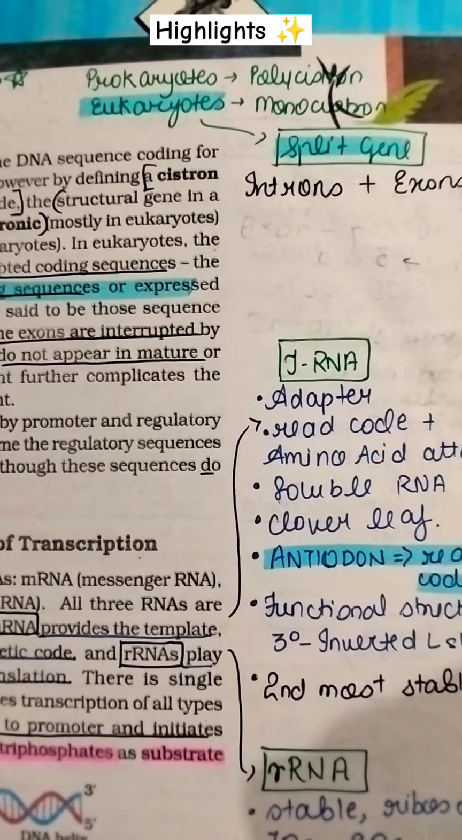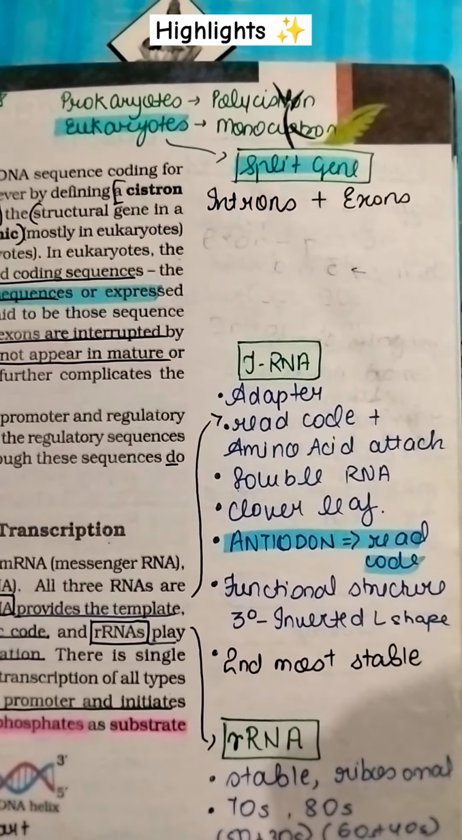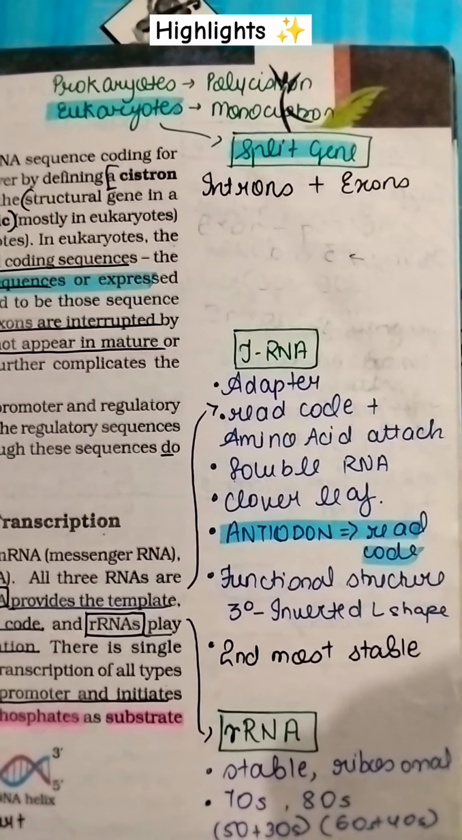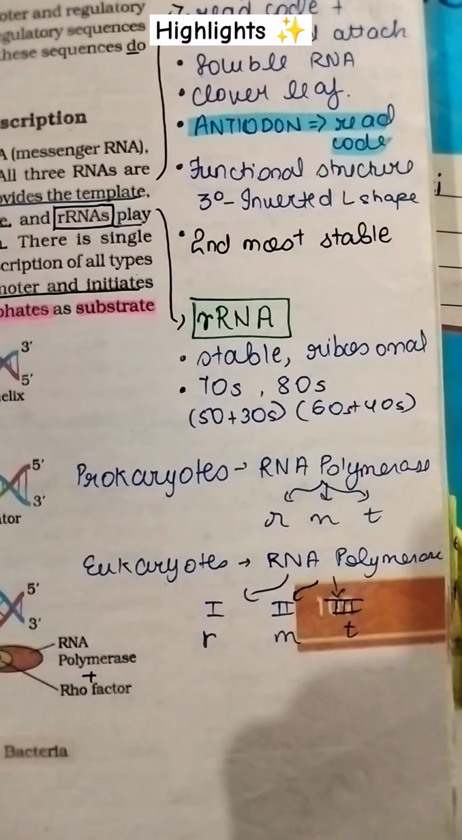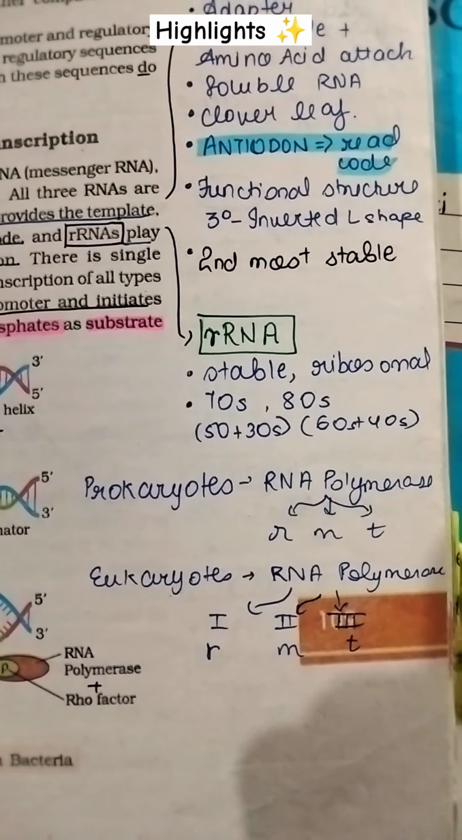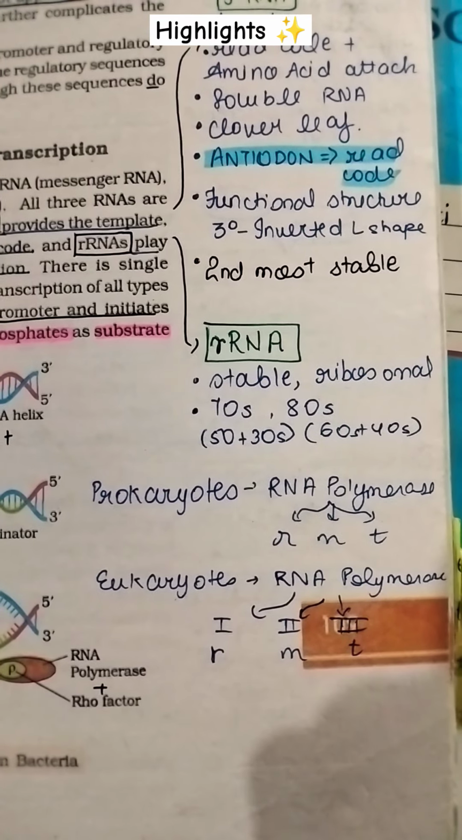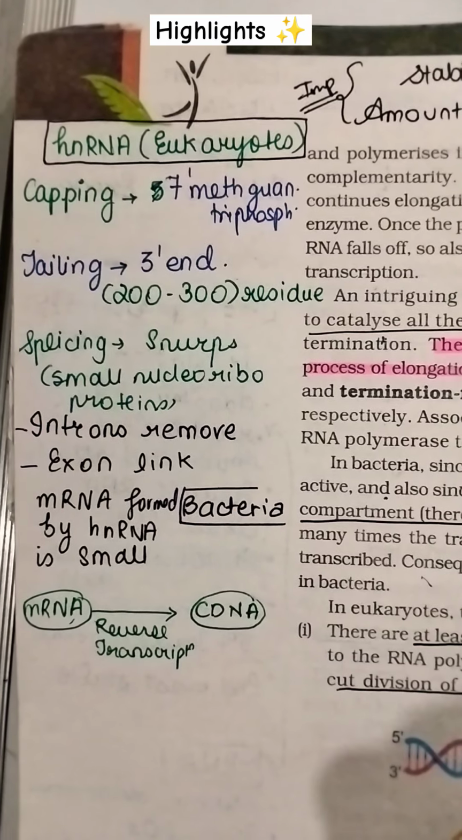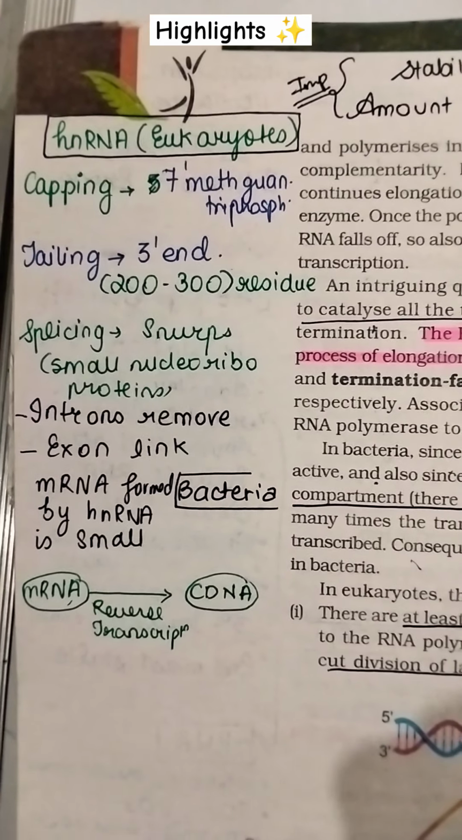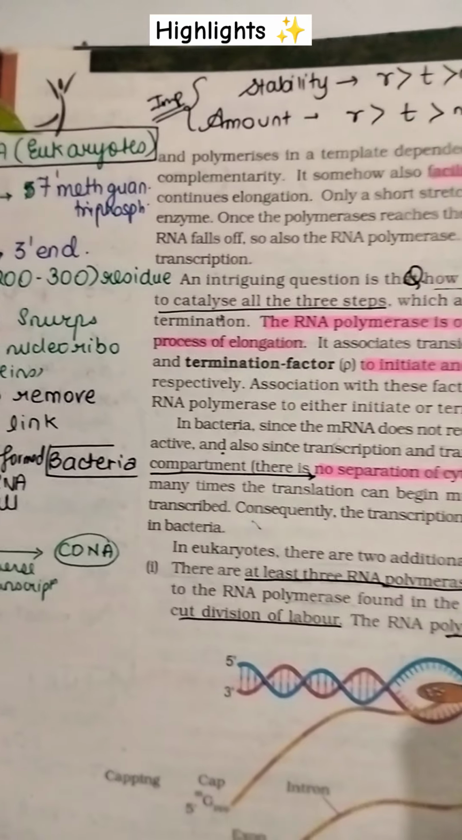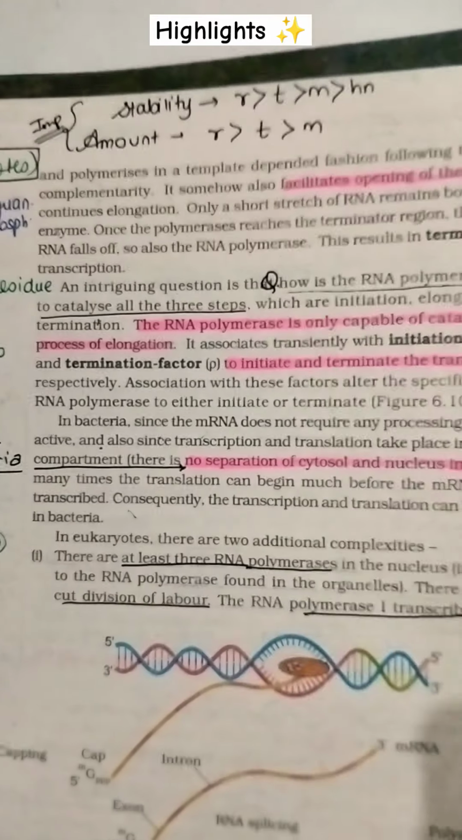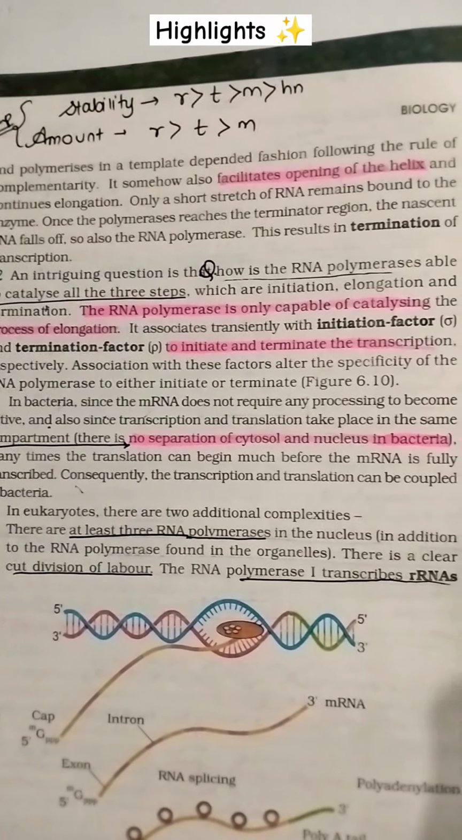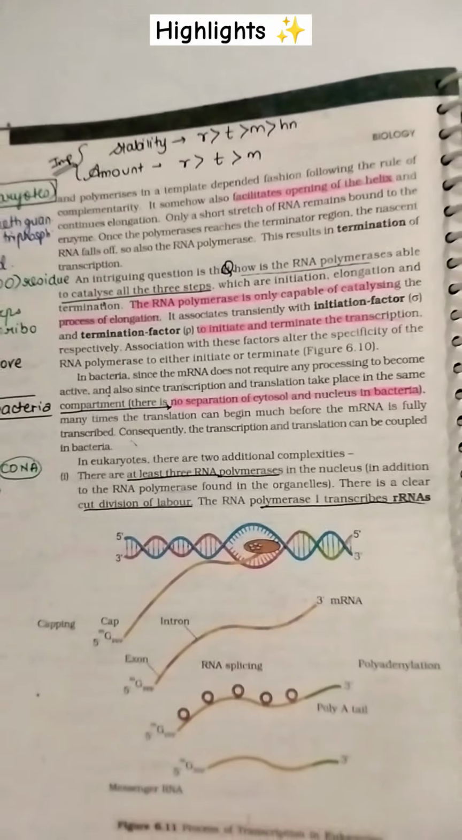I've specifically mentioned here tRNA adapter, then what are anticodons, and the second most stable, rRNA. The mnemonic is RMT for RNA polymerase. Then capping, tailing, splicing, introns removed, exons joined, and what linkage is formed. The diagram here is very important.